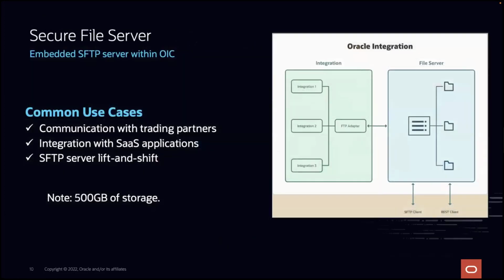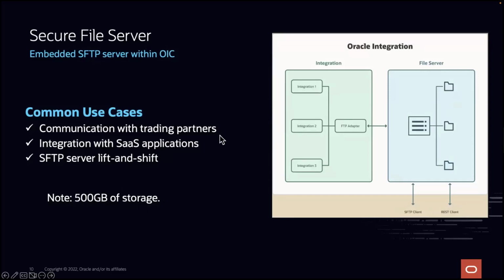OIC, Oracle Integration Cloud, also comes with a secure file server. This is disabled by default. You can enable it, and if you enable it, it gives you 500 gigabytes of storage. There are common use cases where this would be helpful, because this is at no additional cost.